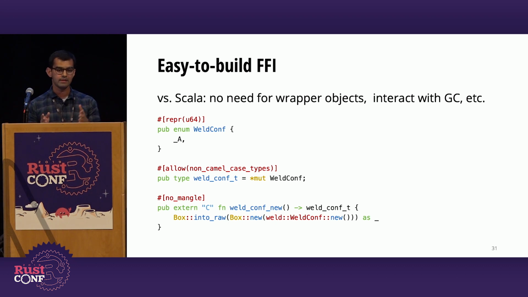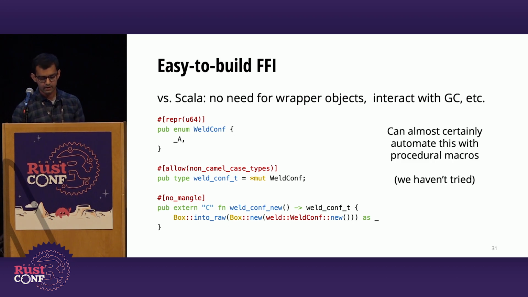So it's a very thin layer connecting the C world, giving an interface to C developers that they're comfortable with, and also the Rust world, where everything above this is just pure Rust, and you don't have to worry about this stuff anymore. And I also want to say that you can almost certainly automate this kind of stuff with procedural macros, though we haven't tried. So if anyone knows of any crates that do stuff like this, please let me know.